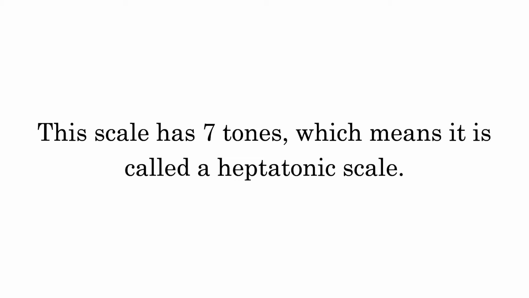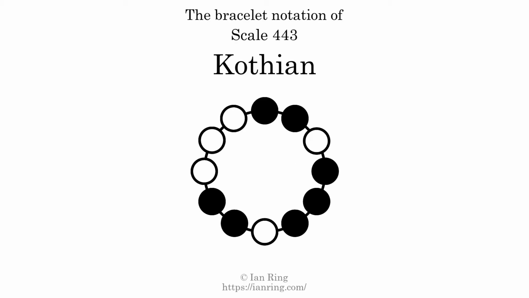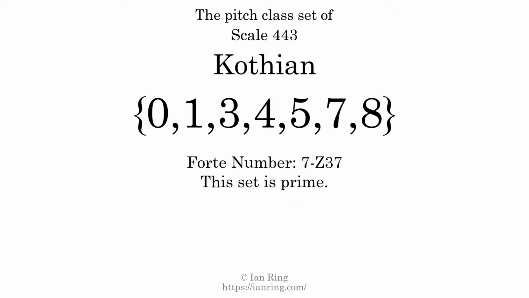This scale has 7 tones, which means it is called a heptatonic scale. This is a bracelet notation diagram of scale 443. The shaded circles represent tones that appear in the scale, and they are read clockwise, starting at the top. The pitch class set for this scale is 0, 1, 3, 4, 5, 7, 8.